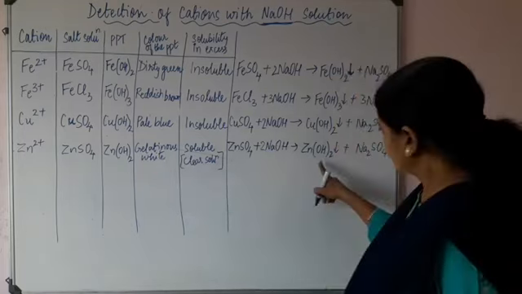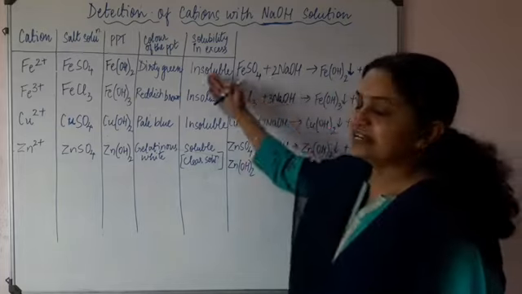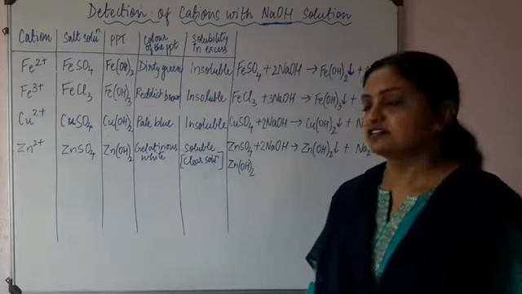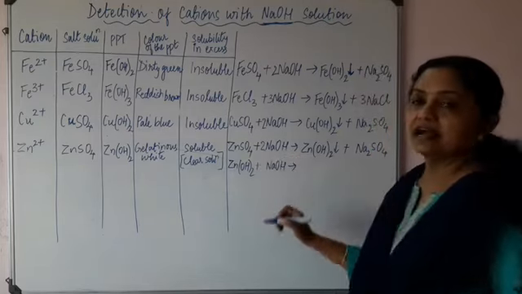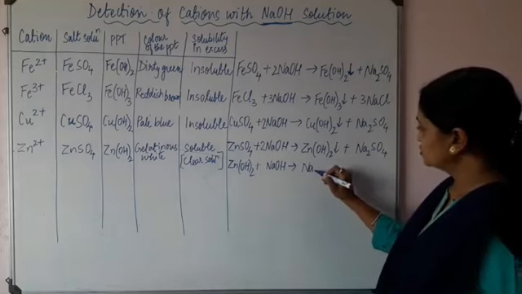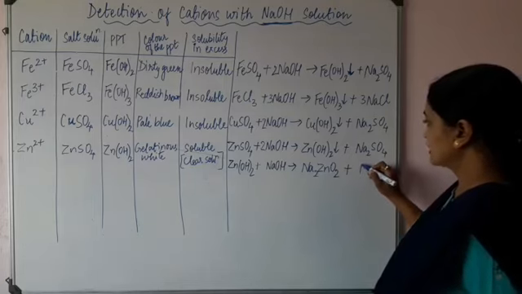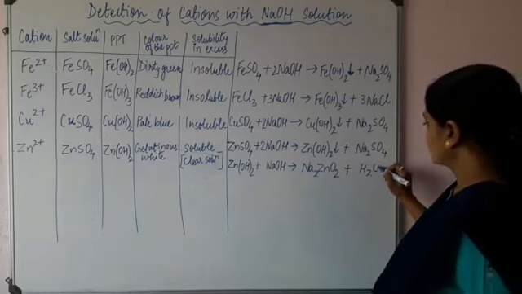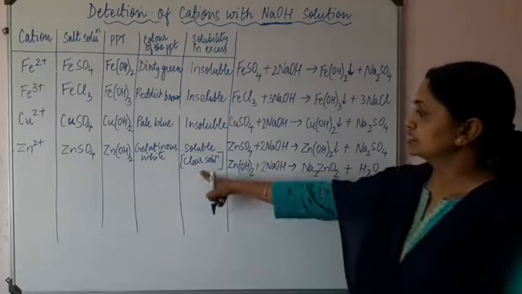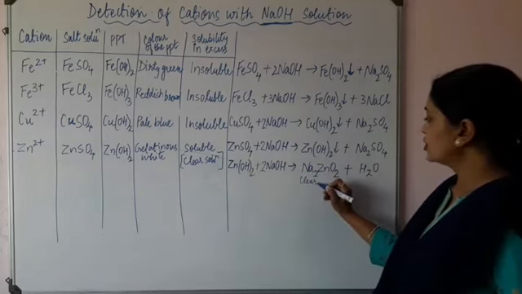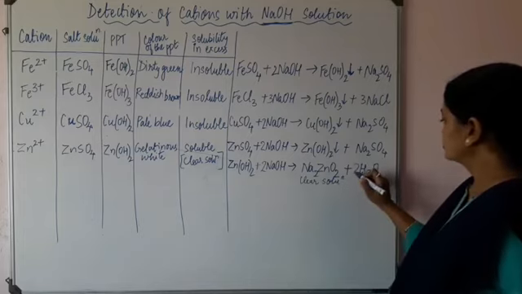So zinc hydroxide, that is with 2 NaOH, is a gelatinous white precipitate. Whenever you get a precipitate we add excess, but in the first three cases we saw it is insoluble. So when we add excess of NaOH here, we will see that this precipitate dissolves, forming sodium zincate, a clear solution, along with water. Excess of NaOH you are adding and you are getting a clear solution of sodium zincate, a complex soluble salt. And now 4 hydrogen, so put 2 over here.